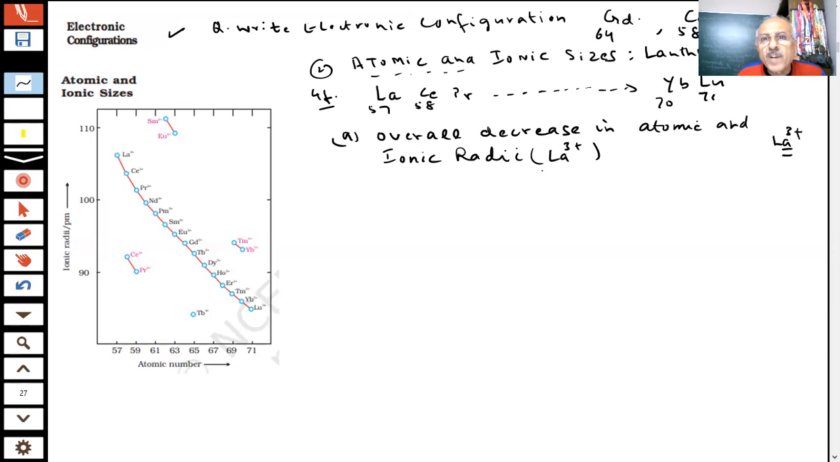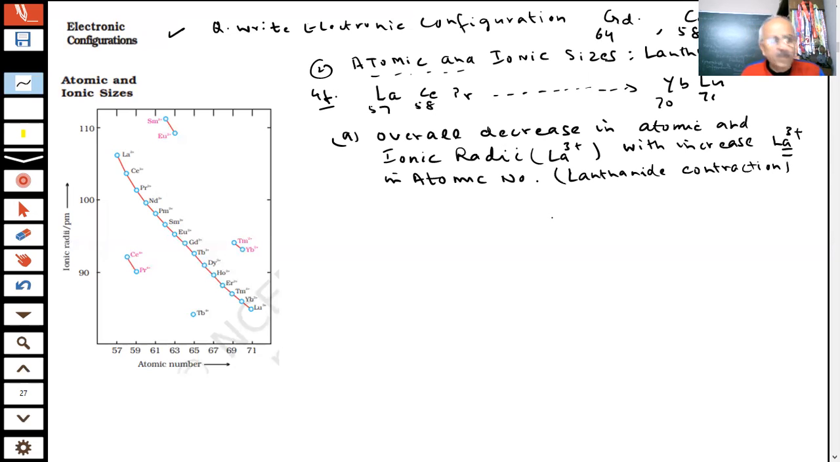What do we find, student? There is an overall decrease in the atomic radius and ionic radii with increase in atomic number, from lanthanum to lutetium. This is also known as lanthanide contraction. We have already learned one more lanthanide contraction, which we already know. We will explain to you that also is a consequence of this 4F.